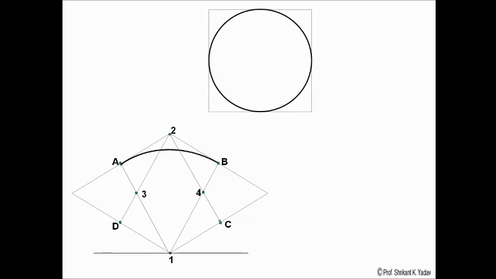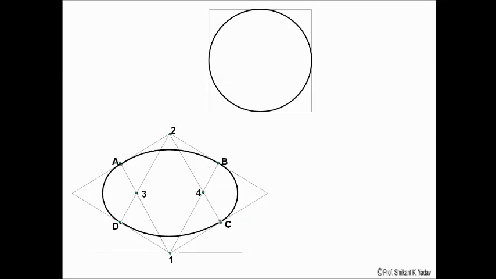Then by using 2 as a center and 2C as a radius, we can draw an arc from point C to D. Then by using 4 as a center and 4B as a radius, we can draw an arc from B to C. And finally, by using 3 as a center and 3A or 3D as a radius, we can easily draw the arc from A to D.